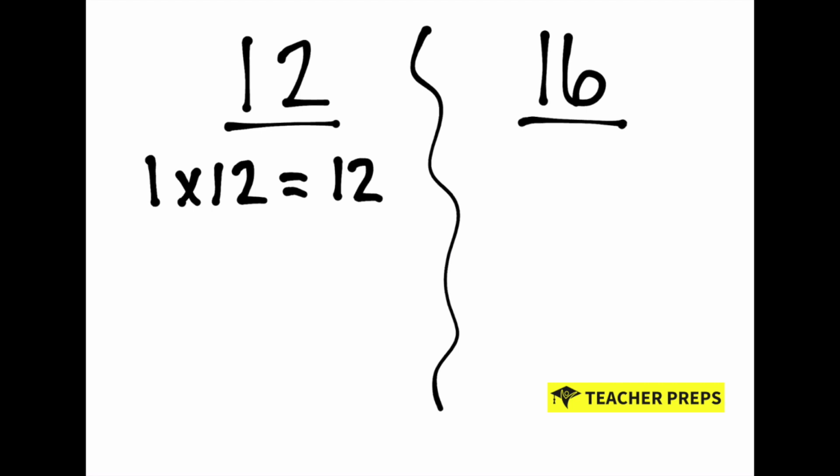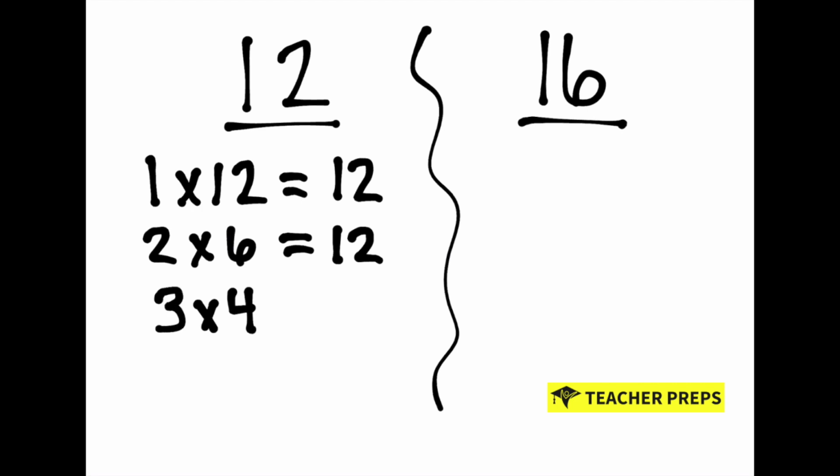Can you think of any other factors of 12? If you thought of 2 and 6, you're correct, because 2 times 6 also gets you a product of 12. Finally, we have 3 and 4, because 3 times 4 gets you a product of 12. There are no other factors of 12, so we can move on to 16.